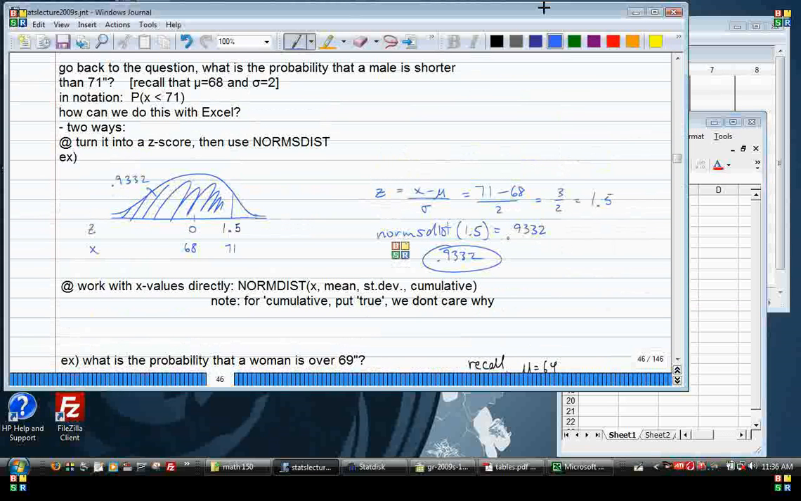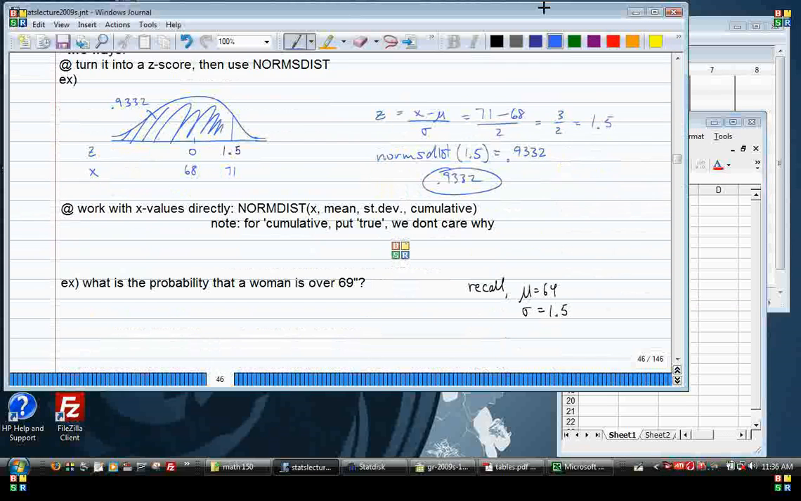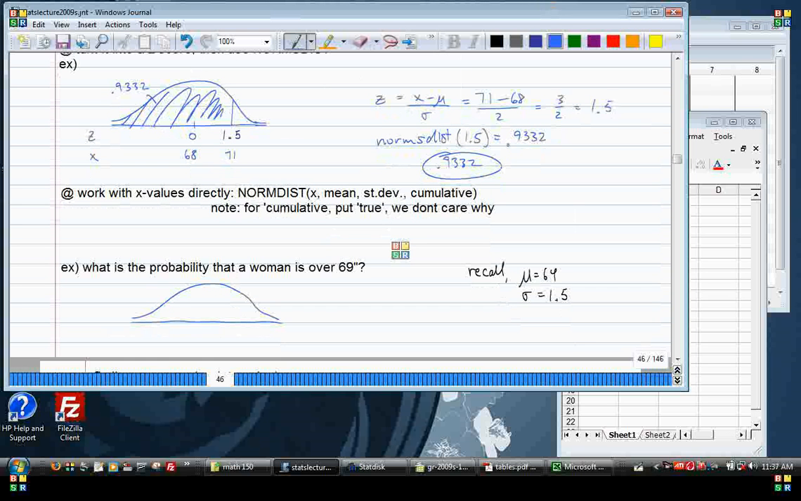So just so we get a little practice using this, let's answer this question. What is the probability that a woman is over 69 inches? So what's the first thing we do? Draw a picture. Absolutely. So what do we label on the picture? For Z. What else can we label?